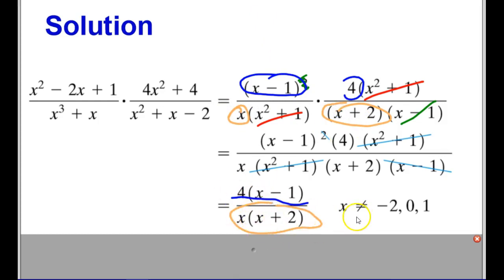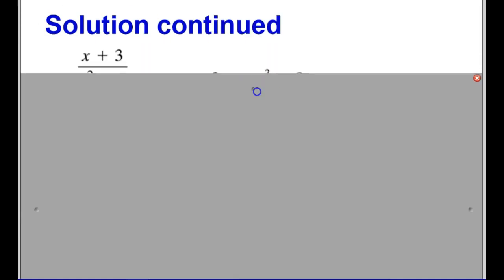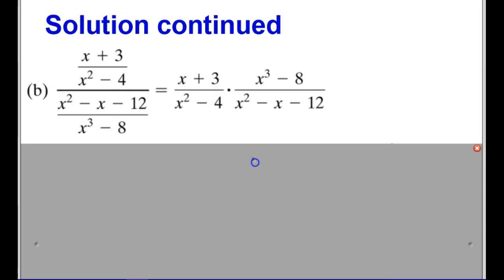Nothing else can cancel, and again I have to include all of the values that at one point would make my denominator 0. So let's look at that second example where we were dividing. So again, we're dividing, but we don't like to divide fractions, so I leave the numerator alone and I multiply that by the reciprocal, the upside down of the denominator. Well, now I'm just doing a problem like I just did, multiplying.